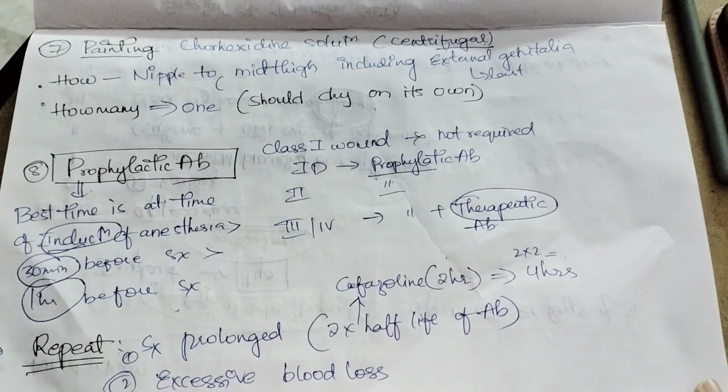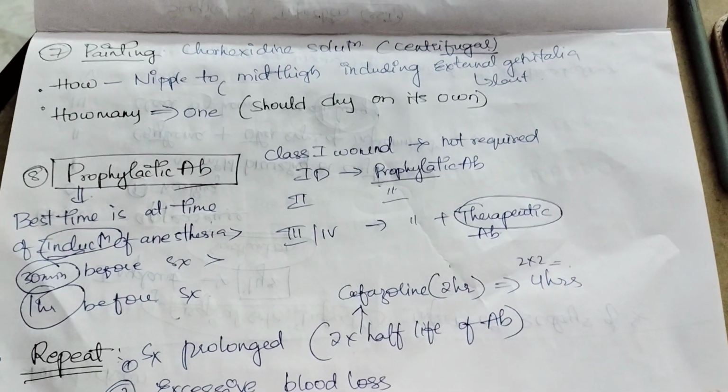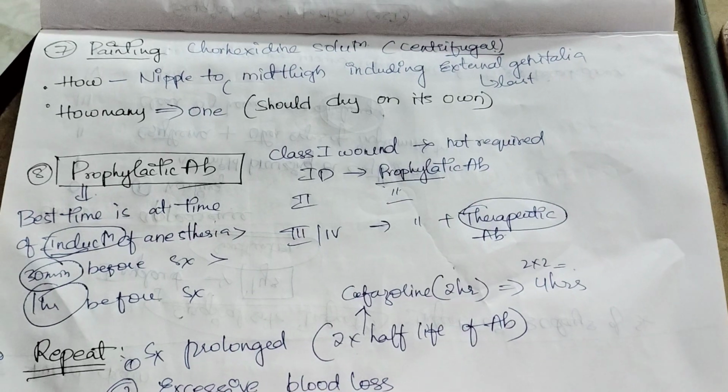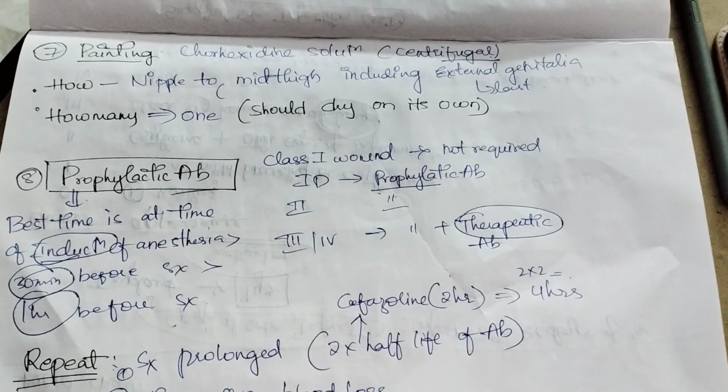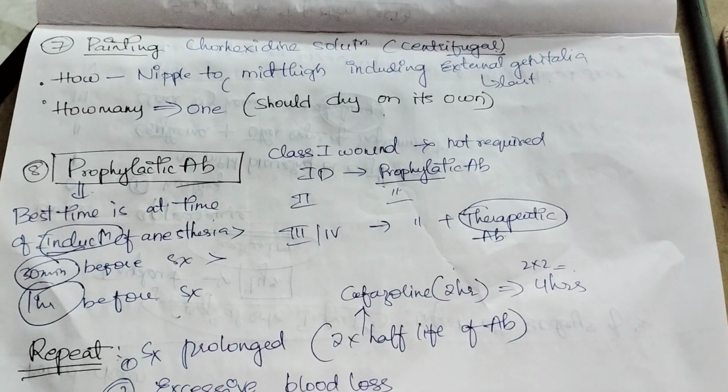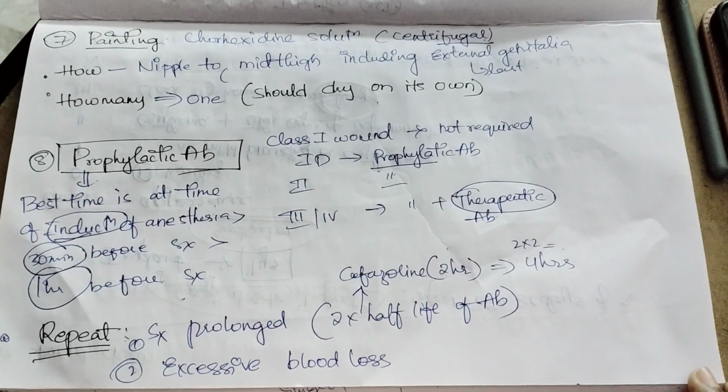How? From the nipple to the mid thigh, including the external genitalia. The external genitalia should be painted last. And how many times? Only 1 time, and it should dry on its own. Prophylactic antibiotics should be given.